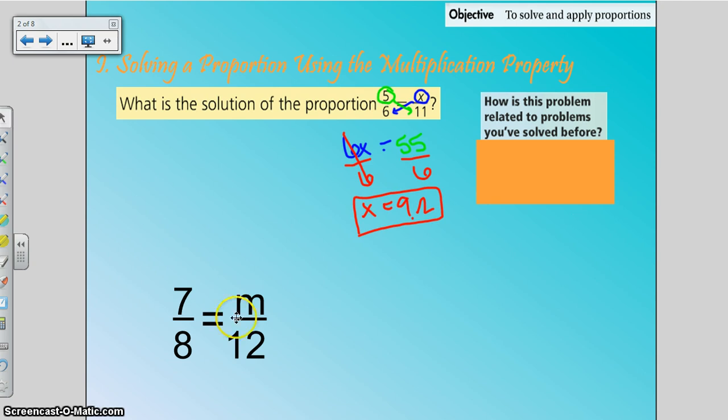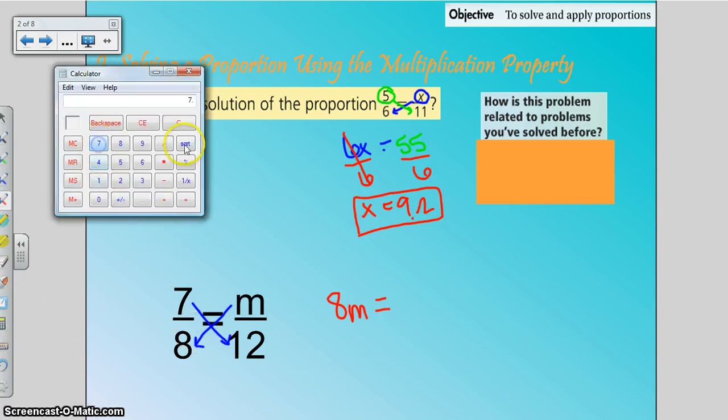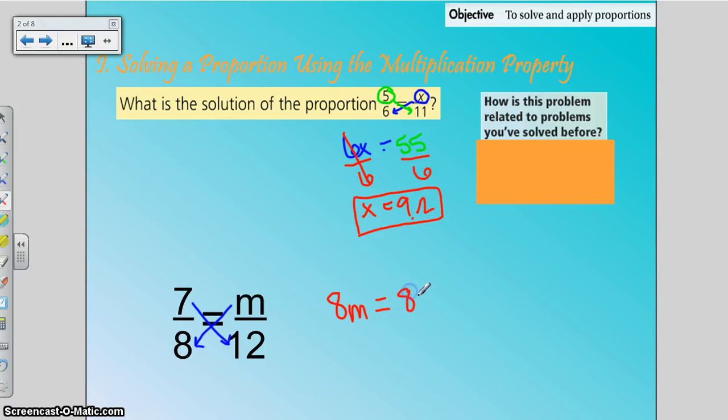X equals 9.2. Let's try another one. We're going to start off with the same thing. Here, I need to cross multiply. I know I need to take 7 times 12 and m times 8. It does not matter where you start, guys. I would start with m and 8, so that way I would have my m on the left-hand side. You are more than welcome to do 7 times 12 first and have that on the left side. Doesn't matter. So 7 times 12, 84. So that's our first step.